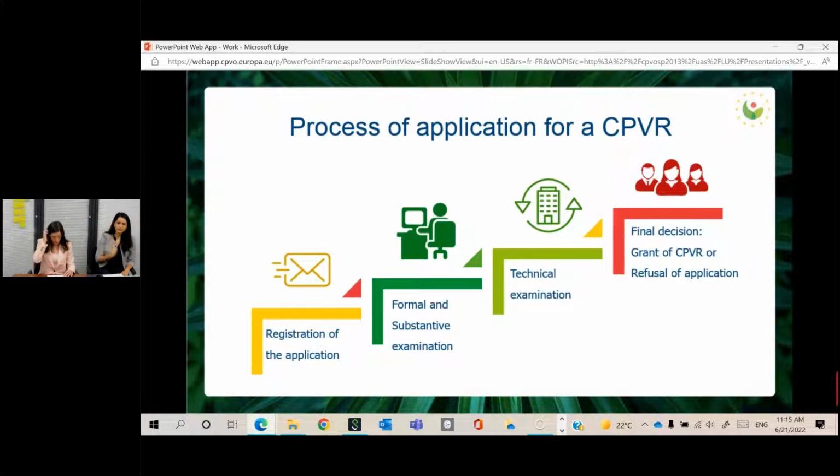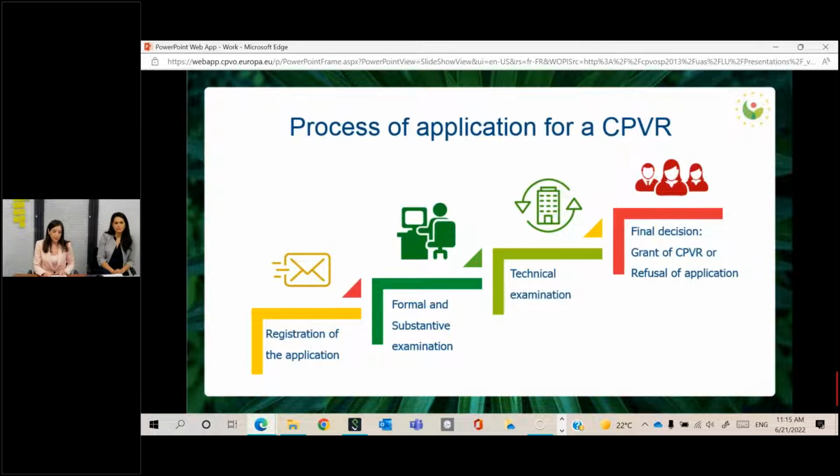Then we have the substantive examination, which is aimed at verifying that the application concerns a variety as subject matter, that the variety complies with the requirement of novelty, and whether the applicant is entitled to the application. This examination also covers the suitability of the denomination, or the name of the variety, as we will see just in a moment.